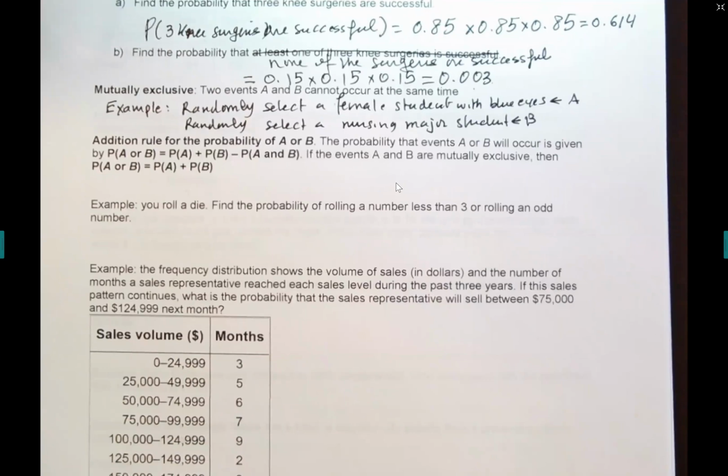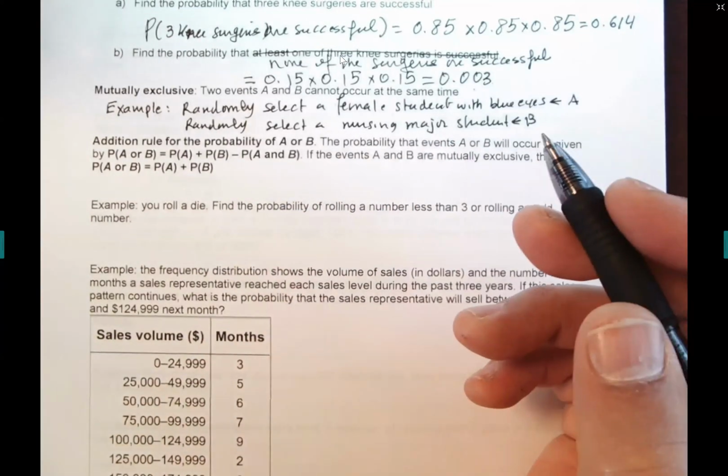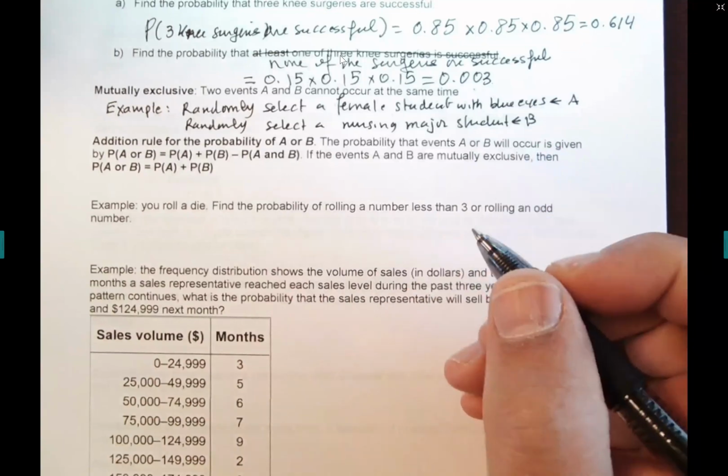So two events are mutually exclusive because they cannot happen at the same time. Here's my example. Randomly select a female student with blue eyes, that's event A. Randomly select a nursing major student, that's event B. What do you guys say about the events? Are they mutually exclusive or not mutually exclusive? If not mutually exclusive, it's because they can happen at the same time. Can you find a female student who is a nursing major? If the answer is yes, that means they're not mutually exclusive.